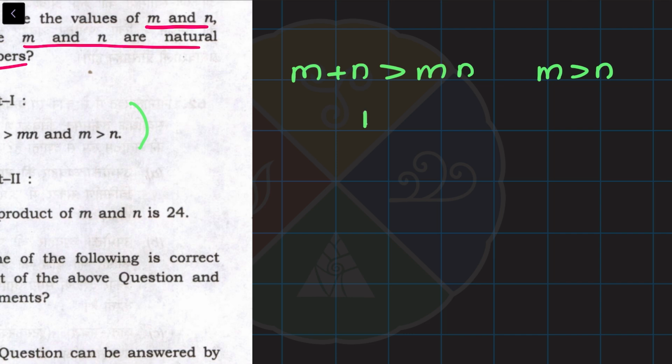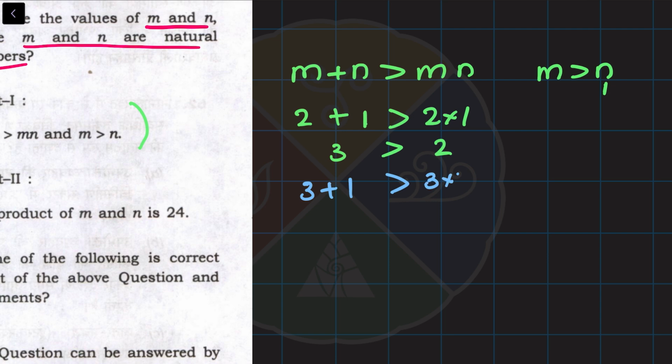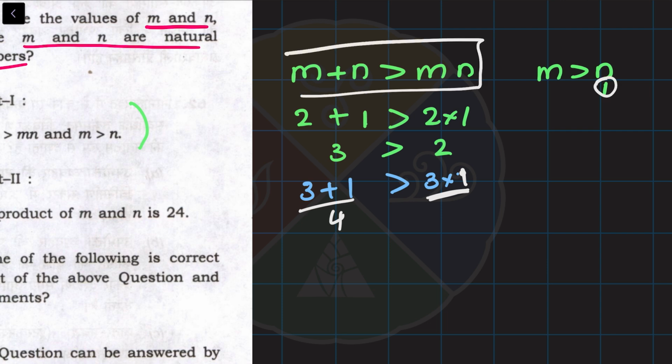For example, if n is 1, since n is the smaller number, I'm going to take m as any other number. Let it be 1 itself. Oh, it cannot be 1, sorry, because m is greater. So let's take m to be 2. 2 plus 1 is 3. That is greater than 2 into 1, which is 2. Or it can be any other number. Like n is 1 and m is 3. 3 plus 1 is 4, and 3 into 1 is just 3. So whenever n is 1, this statement holds.